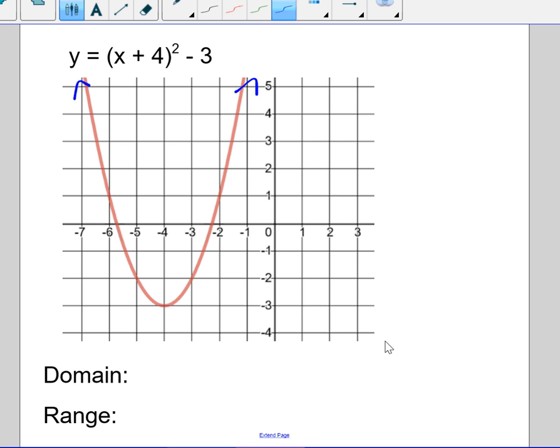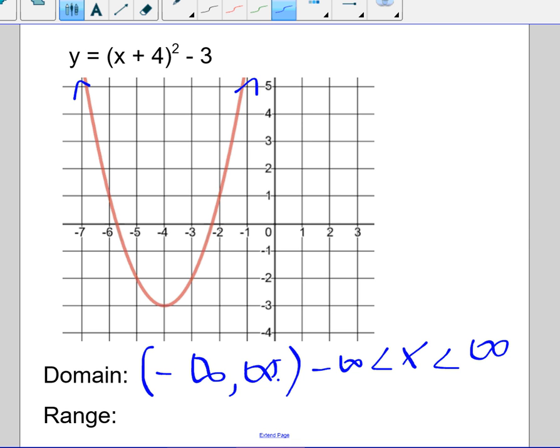If it is a parabolic function, if it's a quadratic function giving us a parabola, then the domain is going to be all the way from negative infinity to positive infinity, or we might say all real numbers, or we might say negative infinity is less than x is less than positive infinity. And those are all just different ways of saying that the domain is going to go all the way to the left forever and all the way to the right forever, because that's what parabolas do.